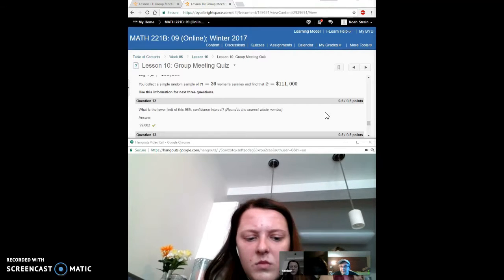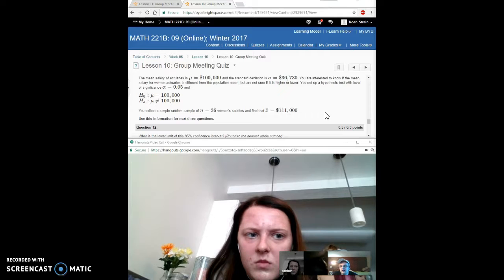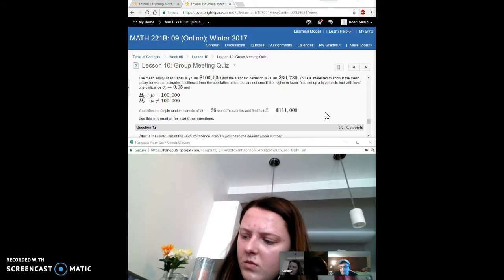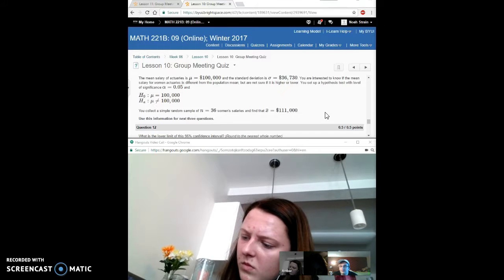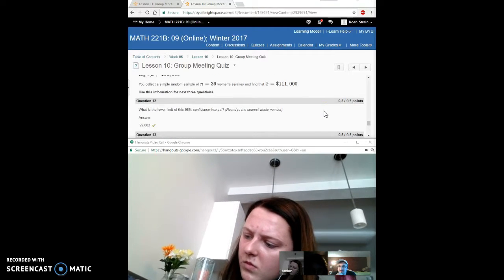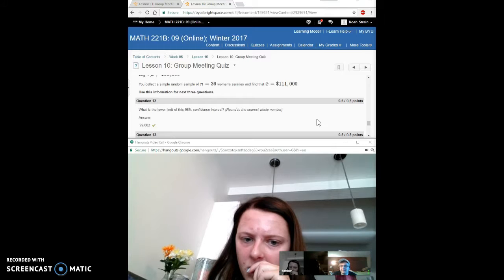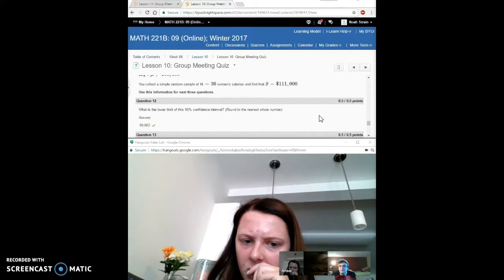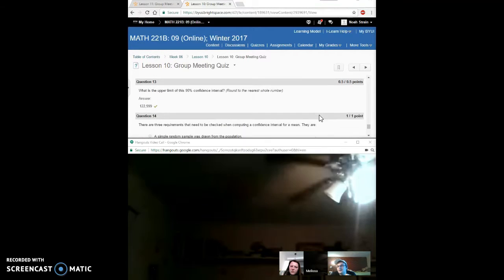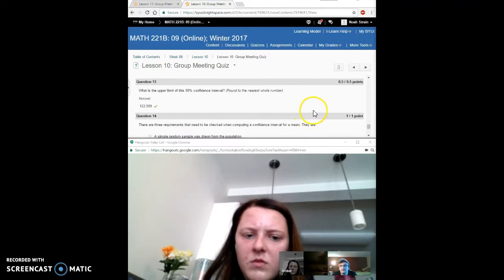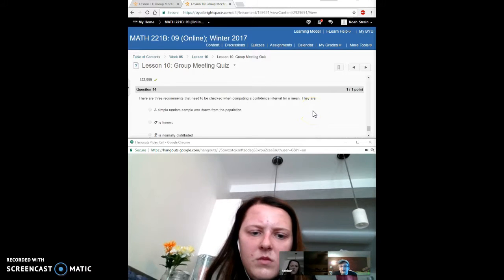First we find the margin of error, which again is 1.96 multiplied by our standard deviation of 36,730 divided by the square root of our sample size of 36. Then our confidence interval is the sample mean plus or minus the margin of error. When we subtract our margin of error from our mean, we get $99,002. And what is the upper limit? We get $122,999. And then finally, question 14.